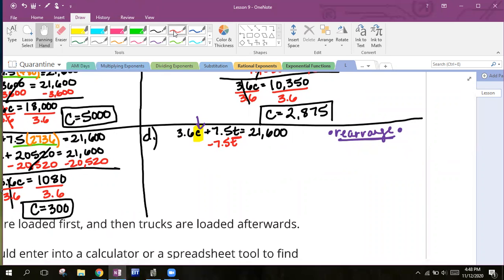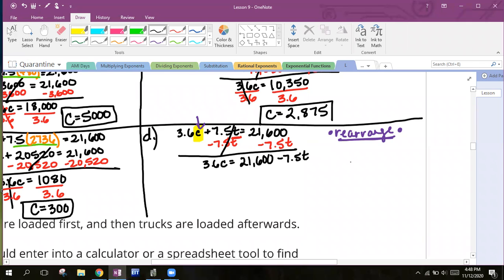All right, if I do it to one side, then I have to do it to the other side. Those cancel each other out. I have 3.6c equals. I cannot combine these two terms. This one does not have a t. This one does have a t. They are unlike terms. So I'm just going to have to write it all out.